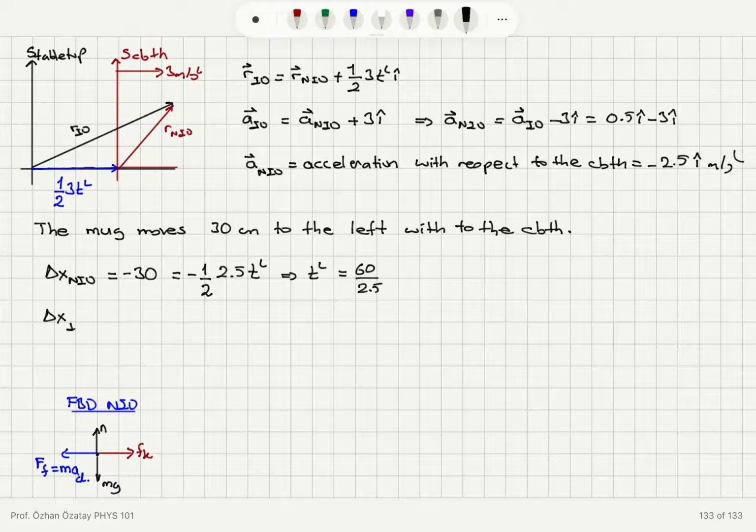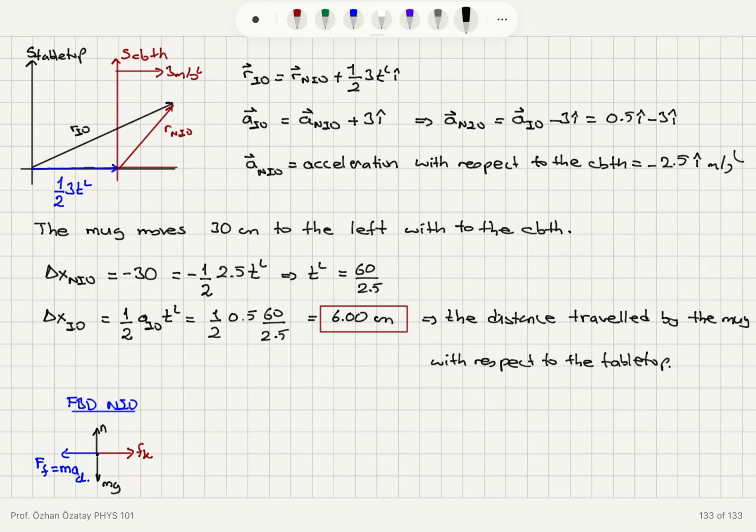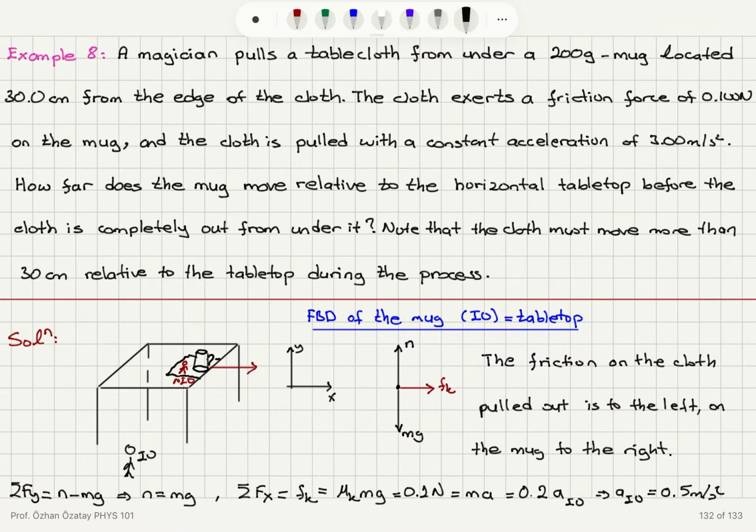Now, how much does it move according to the inertial observer? This is going to be 1 over 2 times the acceleration reported by the inertial observer times t squared, which is 1 over 2, 0.5, times 60 divided by 2.5, which is t squared, which gives us 6.00 centimeters. Okay, so the distance traveled by the mug with respect to the tabletop is to the right for an amount of 6 centimeters.